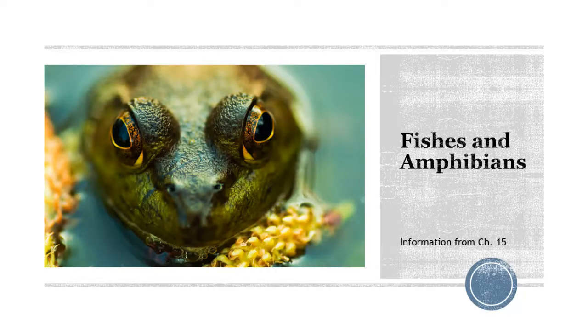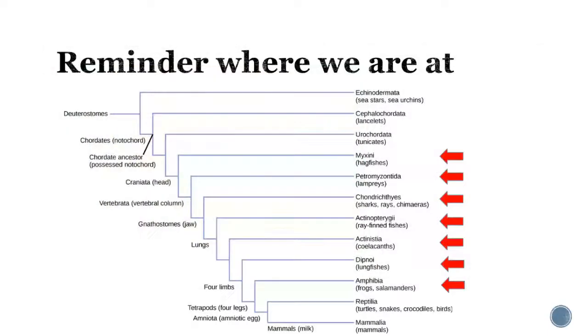Now we're going to keep on moving through our journey of talking about the different types of vertebrates. So this first group, we're going to talk about the fishes and the amphibians. So let's get into an overview slide.